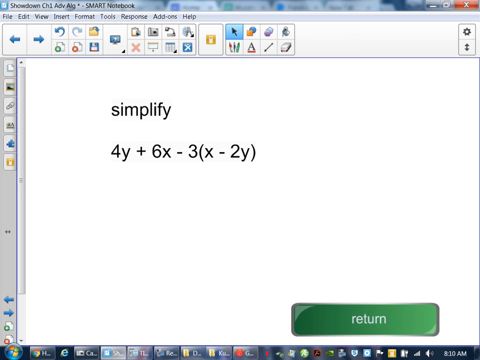I can guarantee I know what most people will always forget to do on this stuff. When you distribute, you always forget to distribute the negative to the second term. Same deal with foiling. Please don't kill puppies.